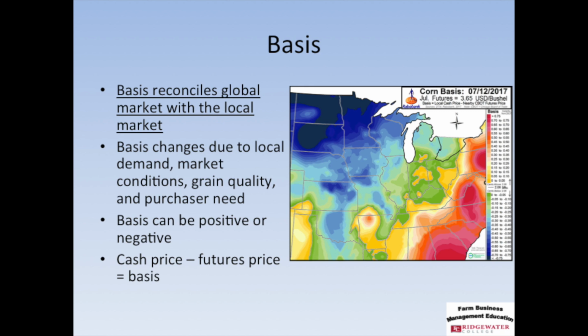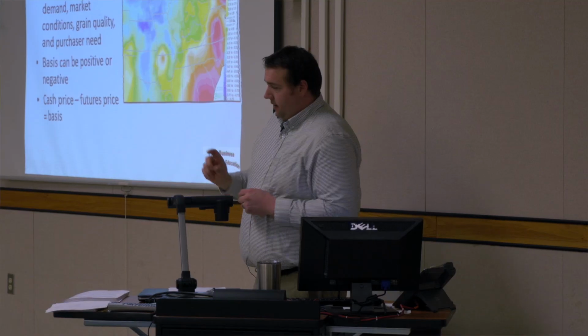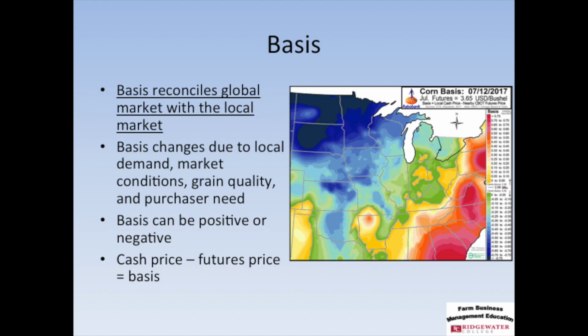Basis changes due to local demand and market conditions. A lot about purchaser need. Basis can be positive or negative. In this part of the world, 99 times out of 100, it's negative for corn and soybeans. We do occasionally get to a positive basis in soybeans, but pretty rare. And the way the formula works is you take your cash price minus your futures price, and that ends up being your basis. So this is a map of our corn basis across the country.